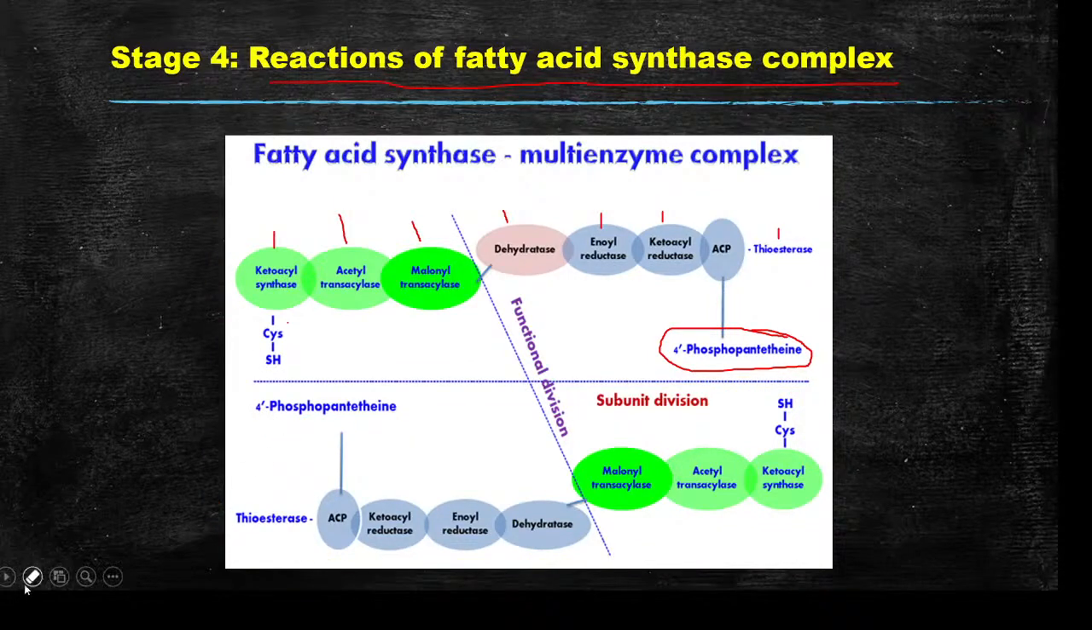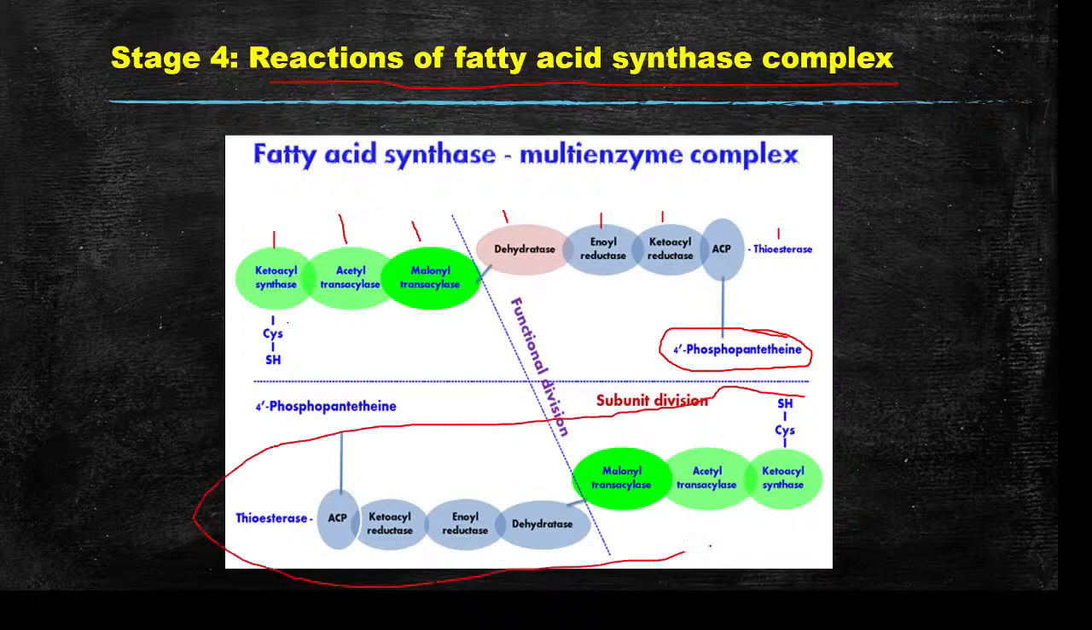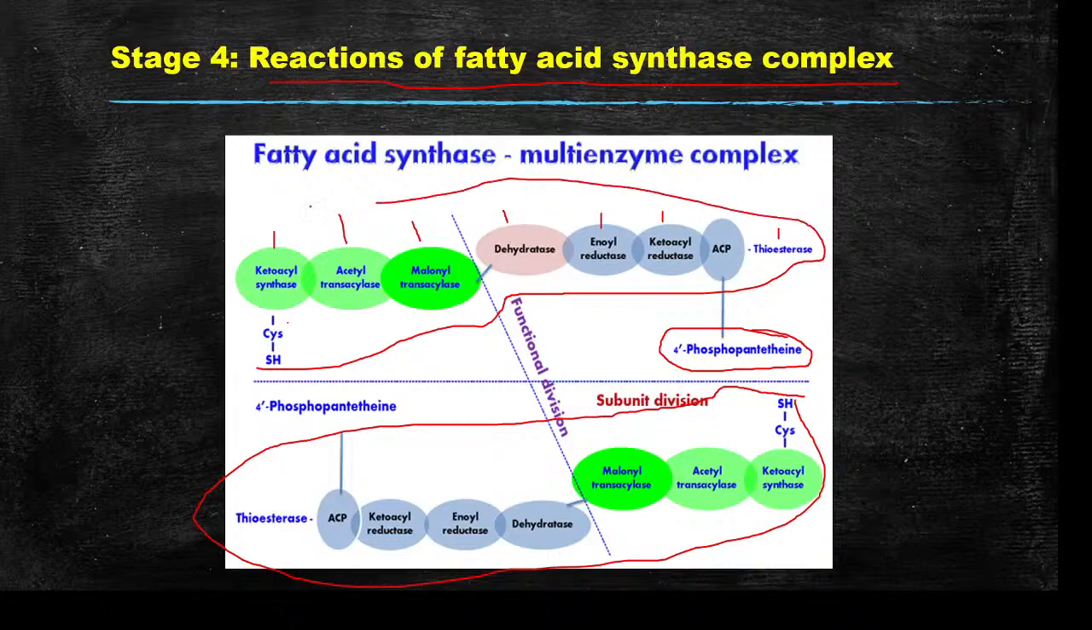Let me clear this. Okay, I'll show you. So here, this is divided into two major types of units. This enzyme, the fatty acid synthase complex, can be divided in two different ways. One is subunit division. In subunit division, one whole monomer on one side is considered to be one subunit.